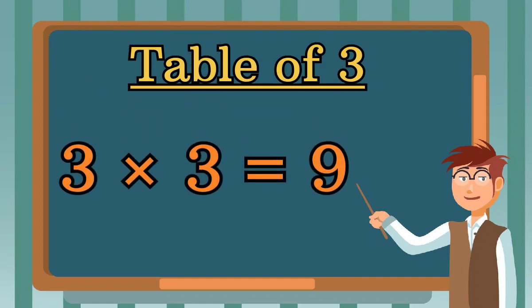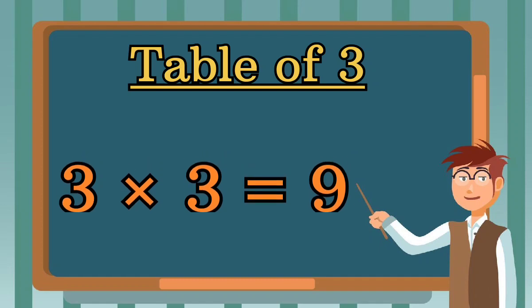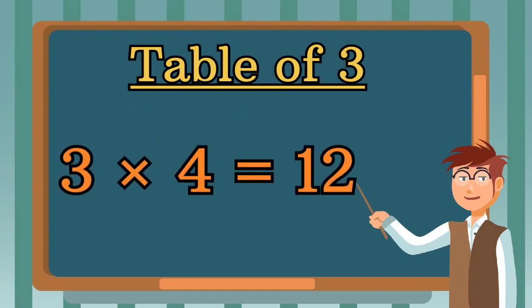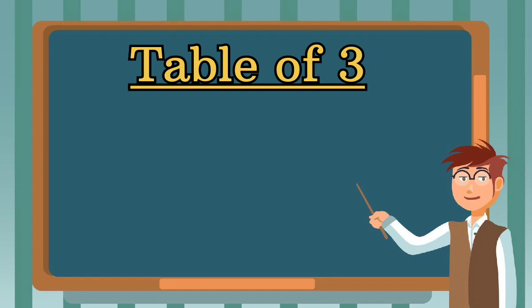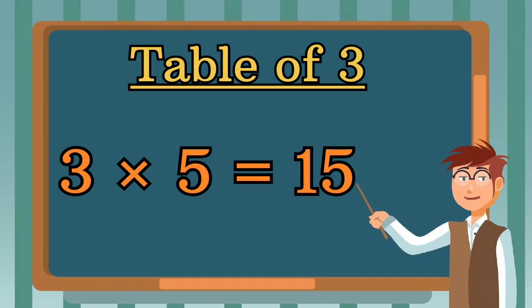3 threes are 9. 3 fours are 12. 3 fives are 15.